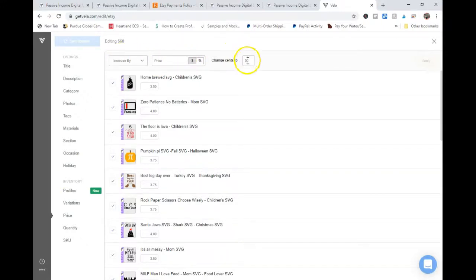You can change the cents to a certain amount. You can decrease it by a certain amount. You can change all of them to the same price. And you can do this by a money amount or a percentage. Once you change that, you will click sync updates and it will update your Etsy shop with all of your new prices. And I generally use this if I'm going to do like a 5% base increase. That's what I'll go through to use. So GetVela is a very good tool for bulk Etsy listing editing.